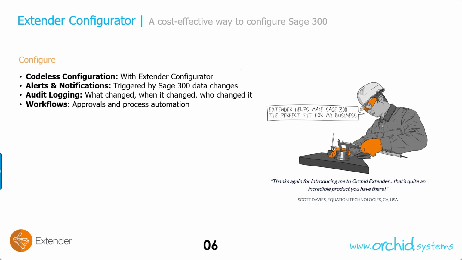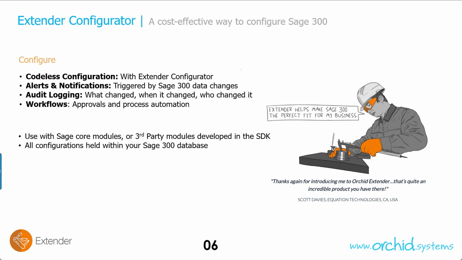We can also use Extender Configurator for audit logging to track what changed, when it changed, and who changed it. And a big part of Extender Configurator is also workflow for approvals and process automation.